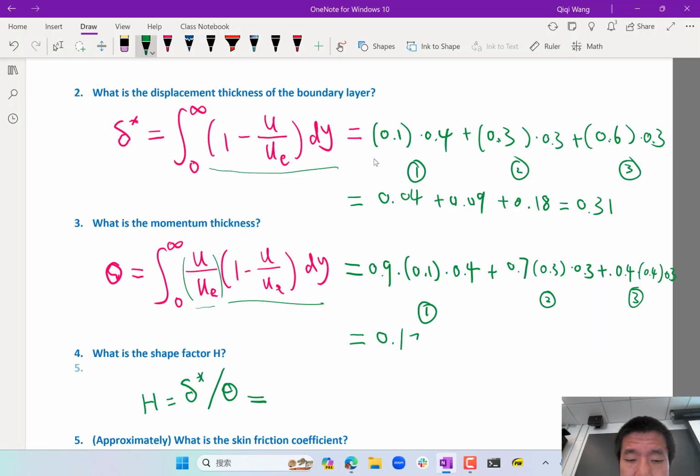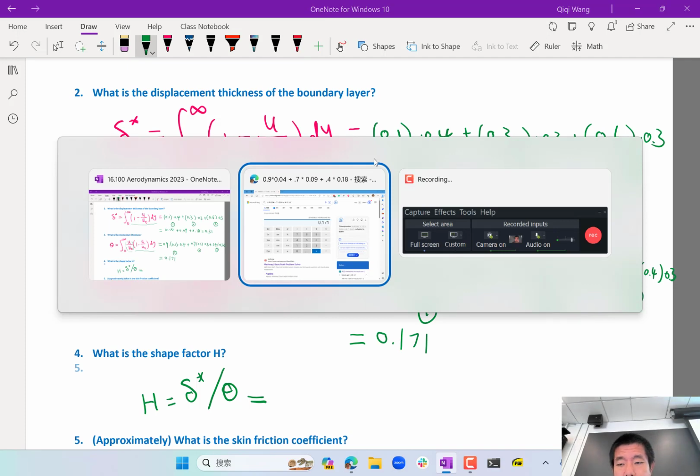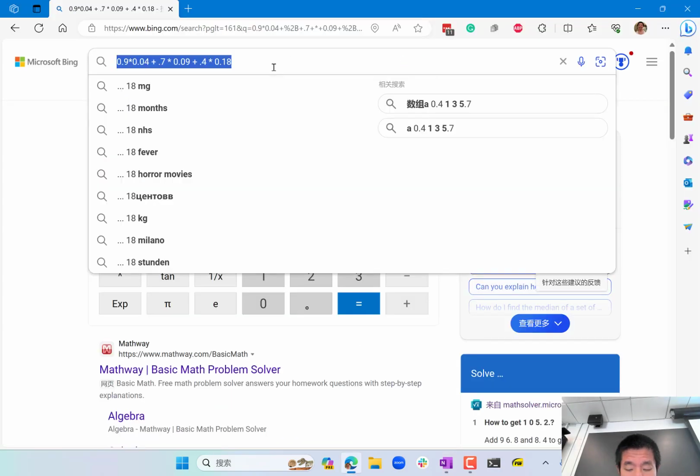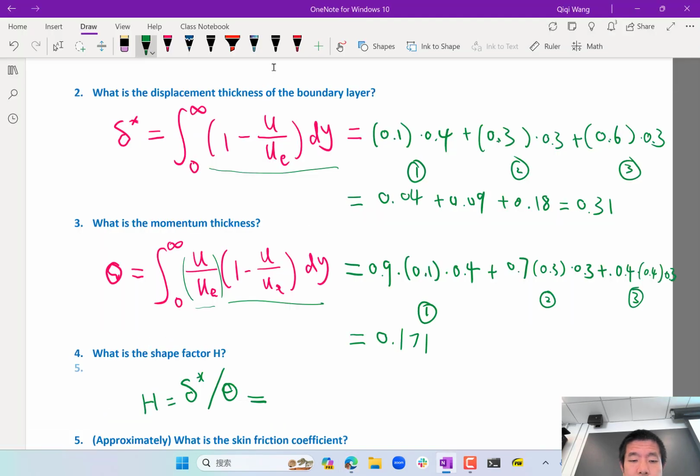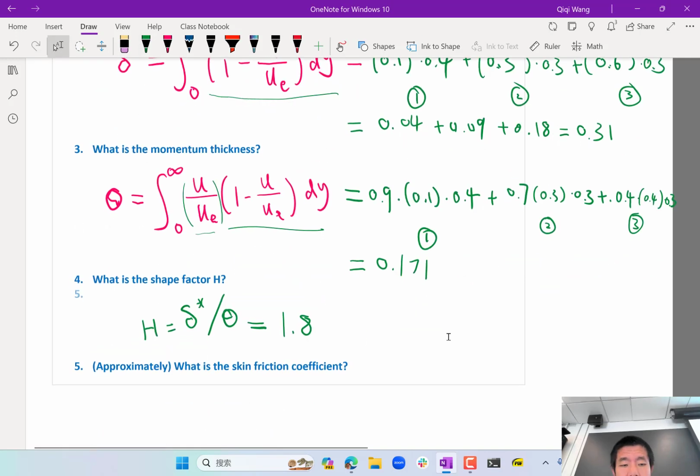Okay, so 0.171, and so now I get 0.31 divided by 0.171. So that's 1.8. That's my shape factor, right? All right. And finally, the last thing we want to compute is the skin friction coefficient.